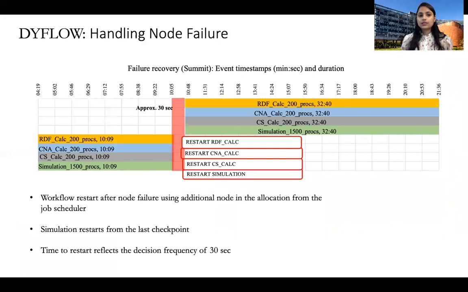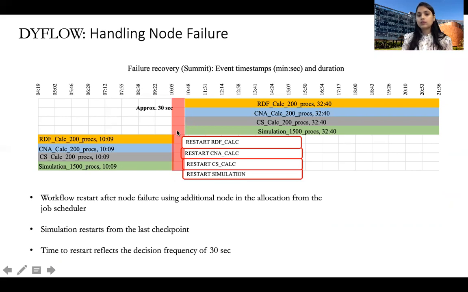This graph shows the runtime of the experiment. All the timestamps are relative to the start of the experiment. We allocated 52 nodes for this experiment on Summit, and 50 of which were used for the experiment. All the tasks start from the beginning simultaneously. The simulation used 1500 processes and all the analyses used 200 processes.